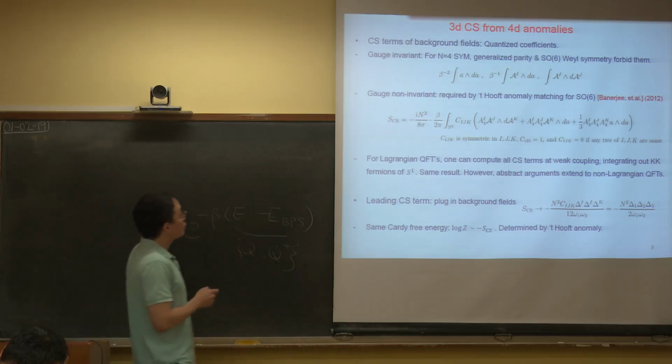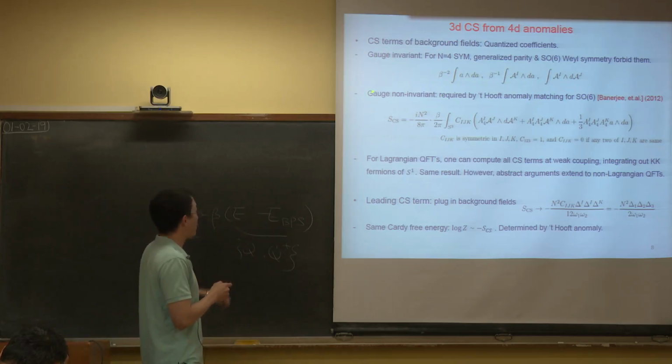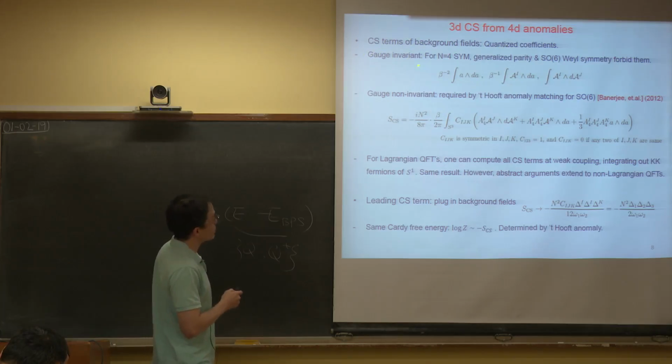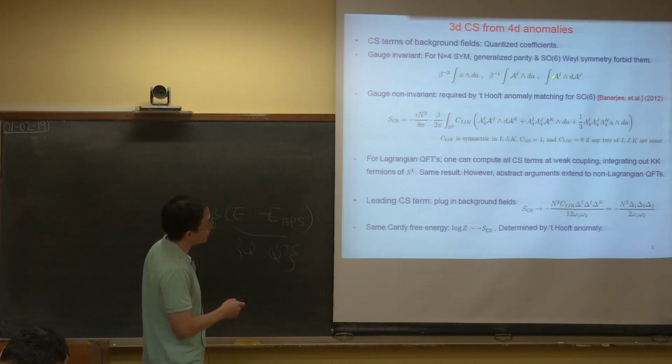It turns out that there are 2 classes of Chern-Simons terms of background fields on the 3-sphere, all coming with quantized coefficients. The first class turns out to be the usual gauge invariant Chern-Simons terms for graviphotons, for the Cartans of the SO(6) gauge field. So the I runs from 1 to 3, and the mixed Chern-Simons term.